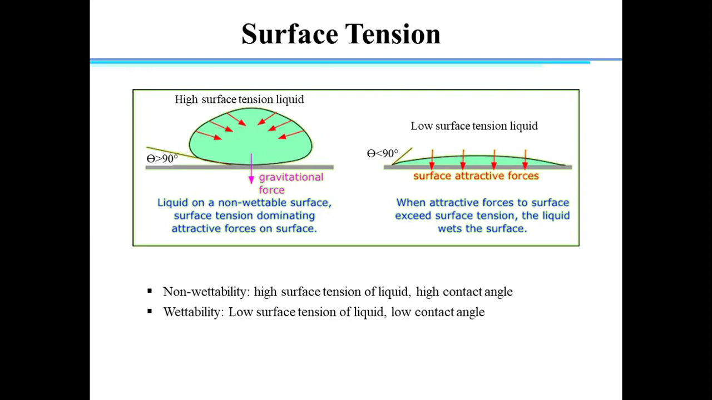Now, if we have two liquids having high and low surface tension, the high surface tension liquid will form a high or large contact angle and will stay in spherical droplet form, whereas the low surface tension liquid will have a low contact angle compared to the high surface tension liquid and will show a tendency of wetting. That means it will spread out on the solid surface.